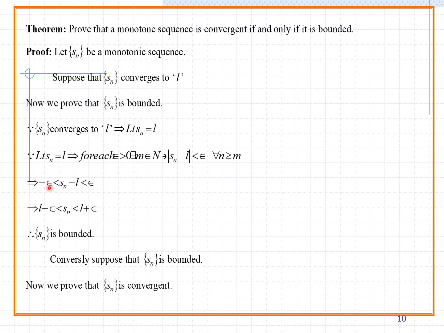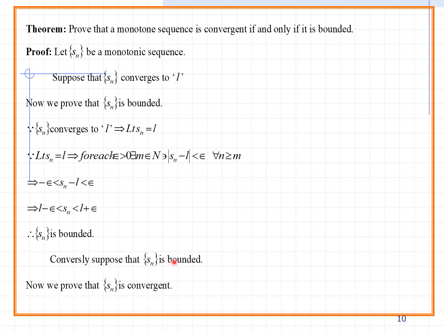The limit is between negative and positive. After that I can add L on both sides. L minus epsilon, here the negative L and positive L cancel, and you get L plus epsilon. So L minus epsilon is the lower value, and L plus epsilon is the upper value. So Sn exists between the lower and the upper at the same time. Therefore Sn is bounded.